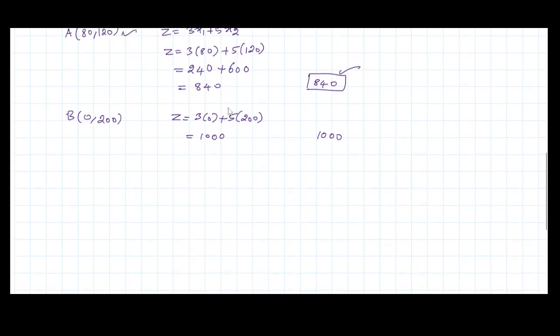Therefore the optimum solution is x1 equal to 80 and x2 equal to 120, and the minimum value of the objective function is z equal to 840. That's all for this lecture. Thank you.